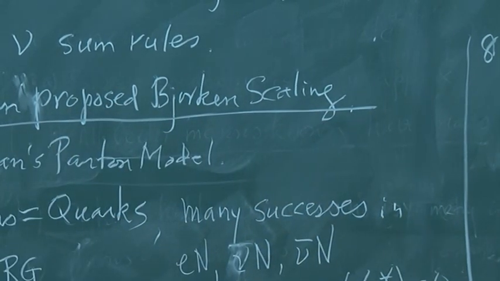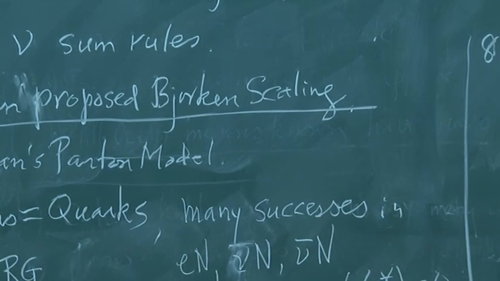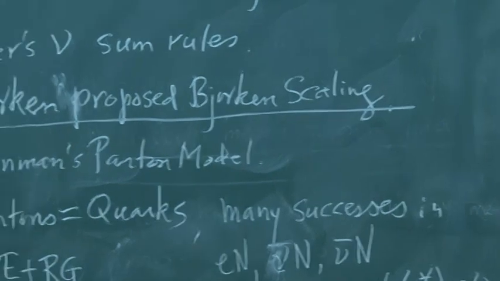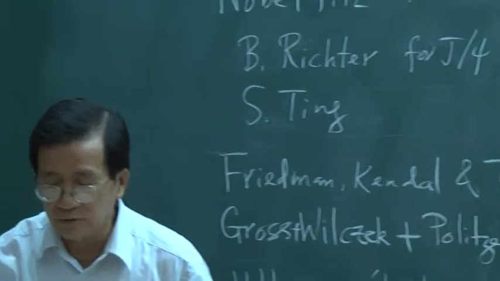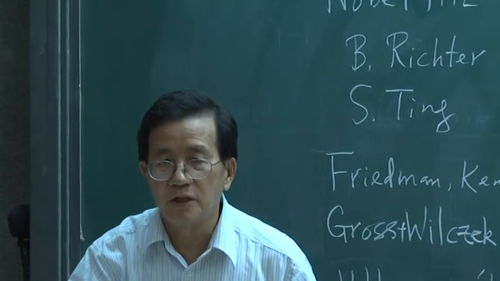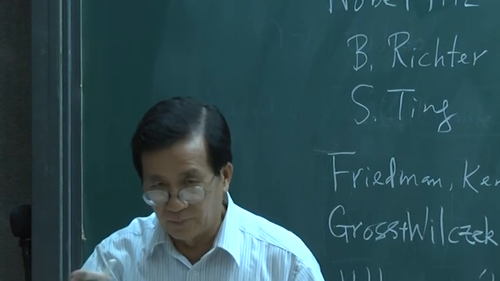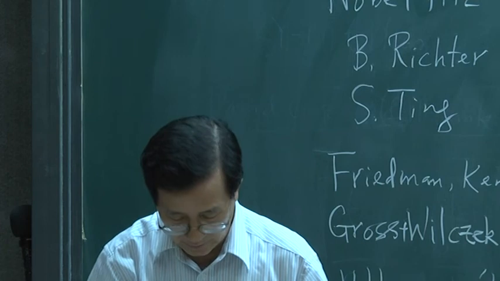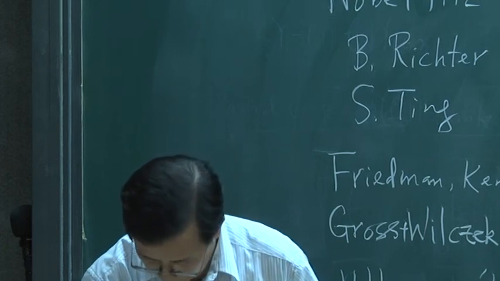But in physics, sometimes you win, sometimes you lose. So let's say the following. It's probably true that all Nobel Prize winners deserve a prize. But not all deserving people got a prize. So there are still many people who deserve a Nobel Prize, but didn't get it.